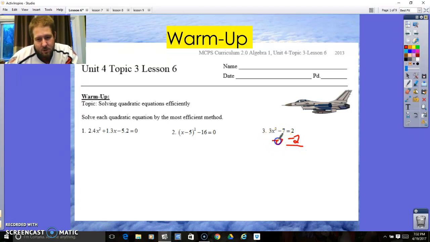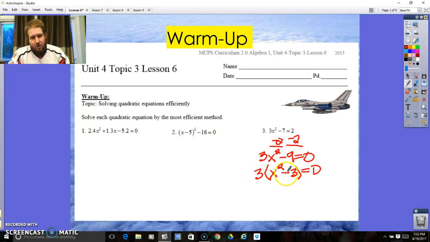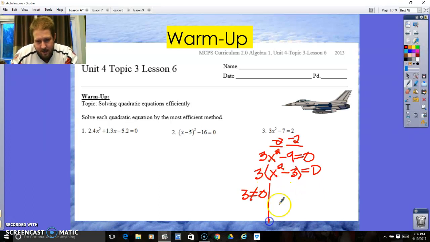Now, the first thing I need to do is set it equal to 0. So that gives me 3x squared minus 9 equals 0. Now, what you're going to notice here is that both of these terms in this binomial can be divided by 3. So I'm going to factor out that GCF, which gives me 3 times x squared minus 3 equals 0. And now that I got two factors, this times this equals 0, I can set each factor equal to 0. Now, 3 equals 0 does not make sense. That's actually not a real answer. That's an imaginary answer. And x squared minus 3 equals 0.